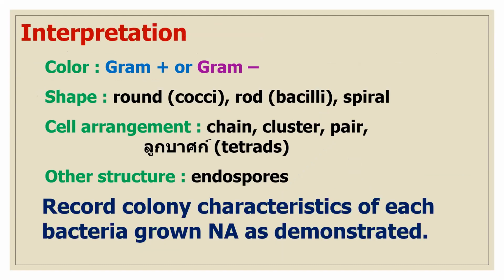After you finish the experiment, you will have to work on your lab report. For this one, I would like you to observe the bacterial structure after staining and then record the color of the bacteria, and also identify if they are gram positive or gram negative bacteria. And also observe the shape of the bacteria, round, rod, or spiral. You should also observe the cell arrangement in chain, cluster, or in pair, and other structures if you can see, for example, endospores. And also don't forget to record the colony characteristics of each bacteria grown on NA as demonstrated.